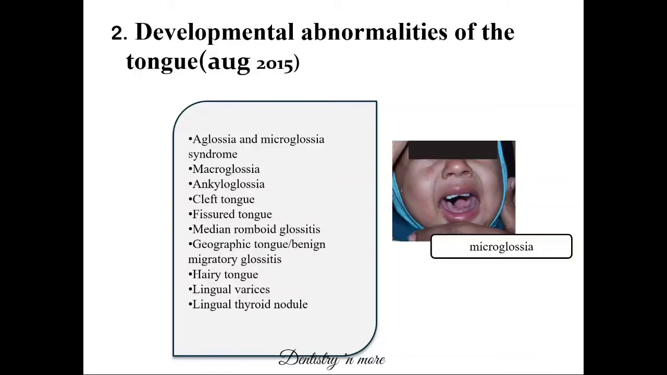Next is the question asked about the developmental anomalies or developmental abnormalities of the tongue. You can enlist the developmental abnormalities such as those listed here: aglossia, microglossia syndrome, macroglossia, ankyloglossia, cleft tongue, fissured tongue, median rhomboid glossitis, geographic tongue, hairy tongue, lingual varices, as well as lingual thyroid nodule. You can explain each in at least two lines, what the condition is, where it is associated, or what the etiology behind it is.